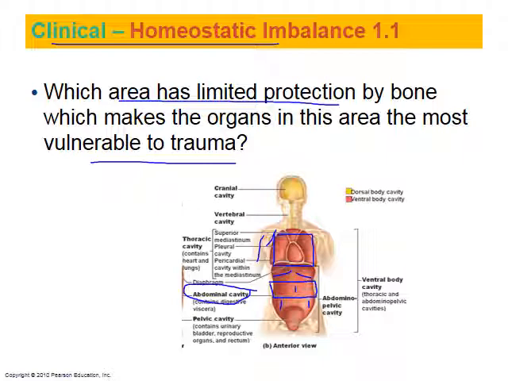So what organs would be in your abdominal cavity? Any of your digestive viscera. We're talking about your large intestines, small intestines, part of your stomach, your liver, your spleen.